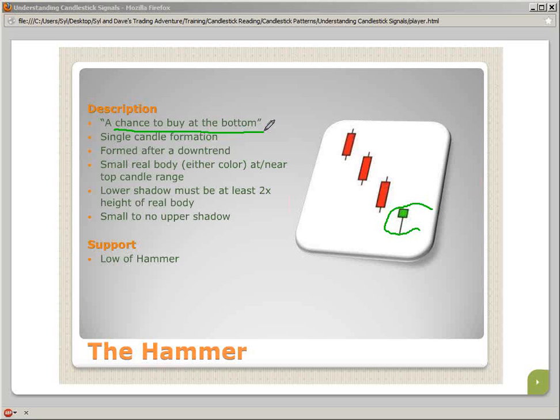Now, when it comes to trading, if you were to enter a trade off a hammer signal, your stop, or the support area, would be considered the low of the hammer. So if you're going long something and it reverses, then you exit the trade. You're wrong on the trade when it closes below the low of the hammer. Pretty simple, right? So that's how that works out.